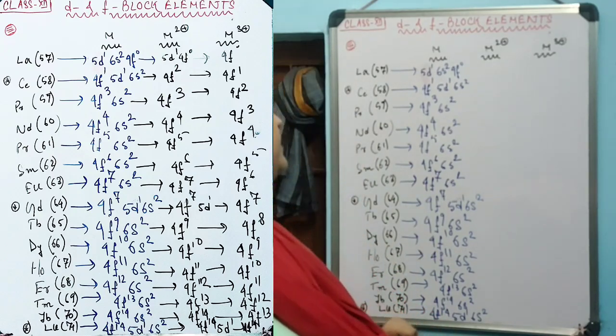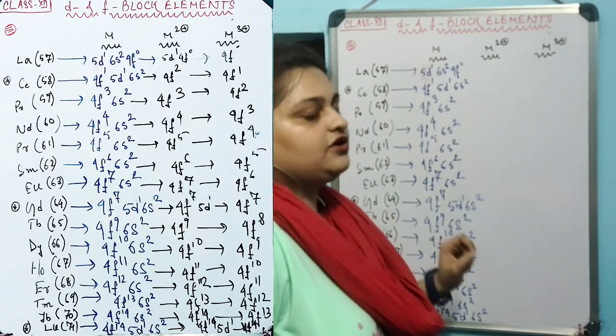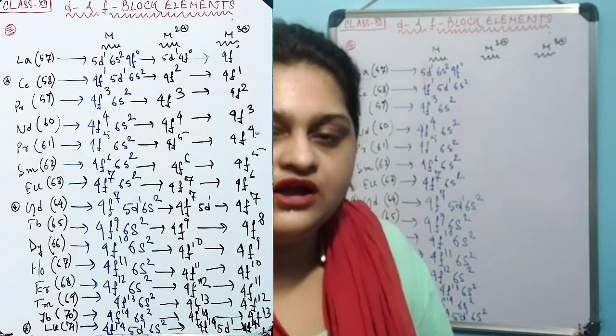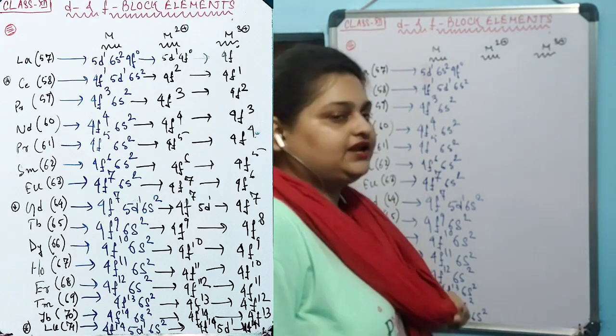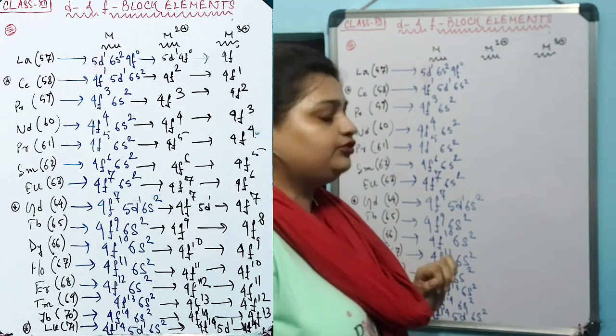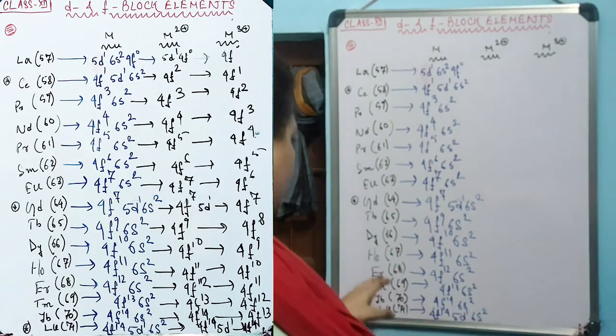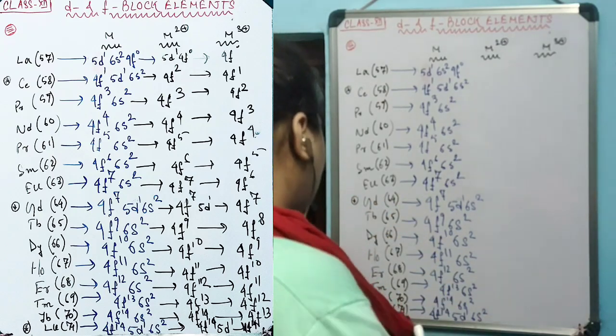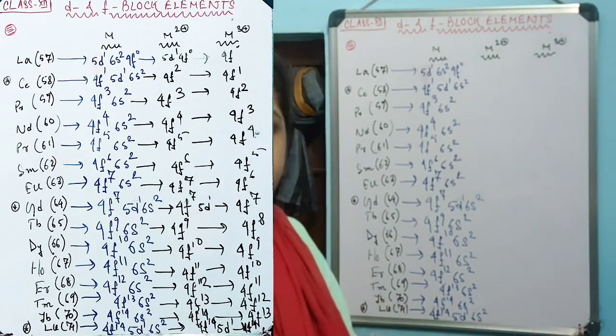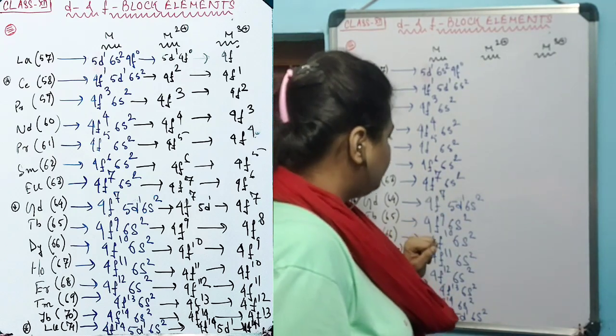Europium has 4f7. Now we know that the f orbital can hold 14 electrons, so when it has 7 electrons, as in the case of europium, Eu, half-filled stability can be observed in the electronic configuration.